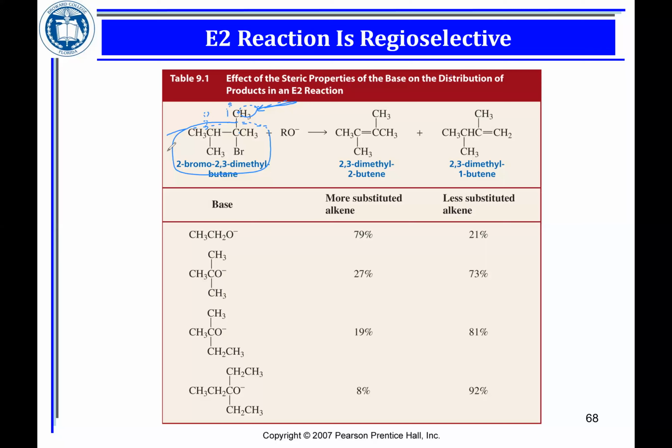But that tertiary is more substituted. So it's going to yield a higher R group count as well, a more substituted alkene.